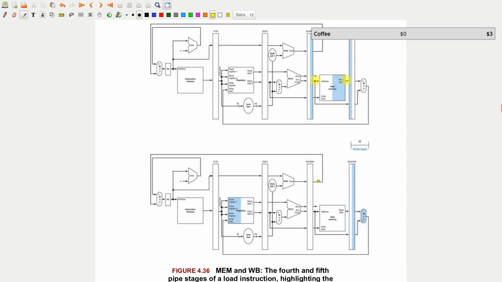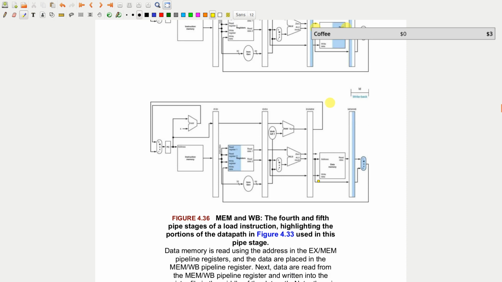And then finally, in write back, what do we care about? We care about what's being read from the mem write back pipeline register. We care about this multiplexer. We want to make sure that we're reading the value from memory, so we want this value to be 1, because if it was 0, we'd be coming from the execute mem pipeline register for this ALU. And then we care about the front end of the register file.